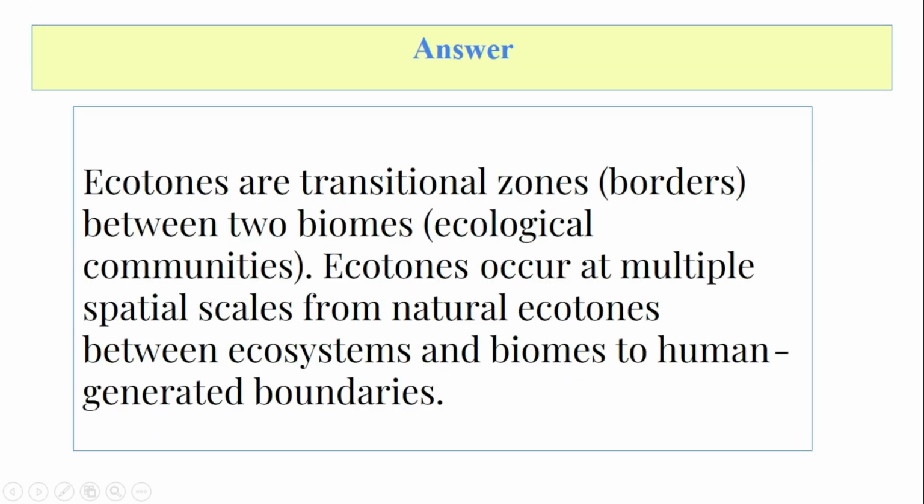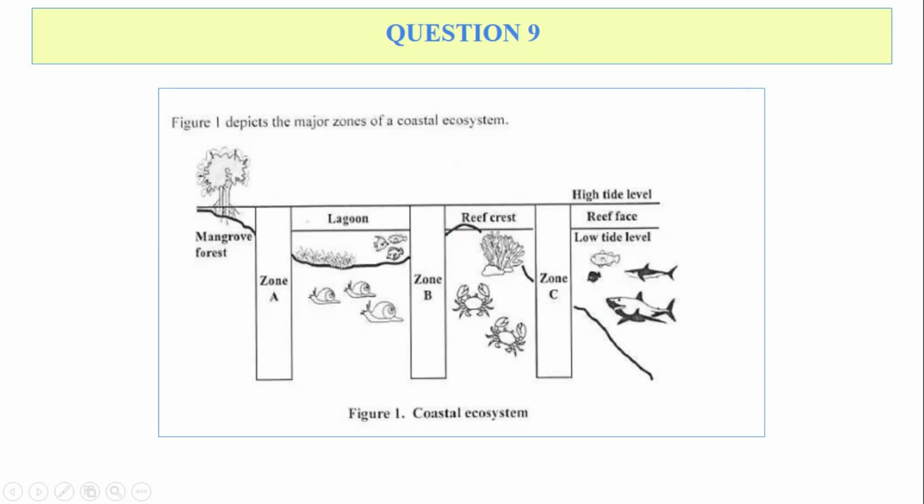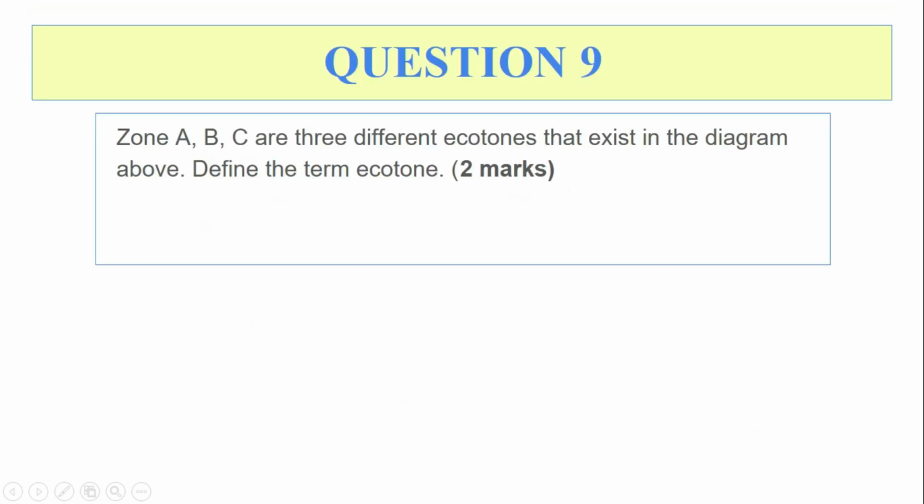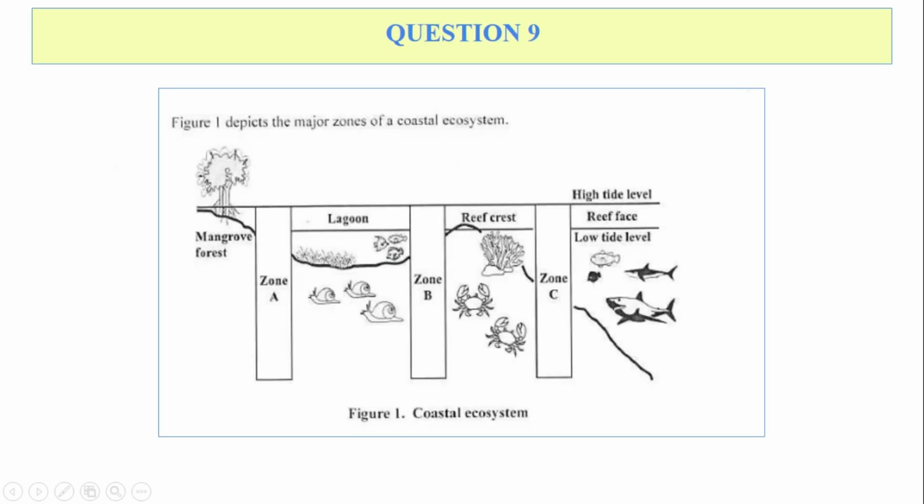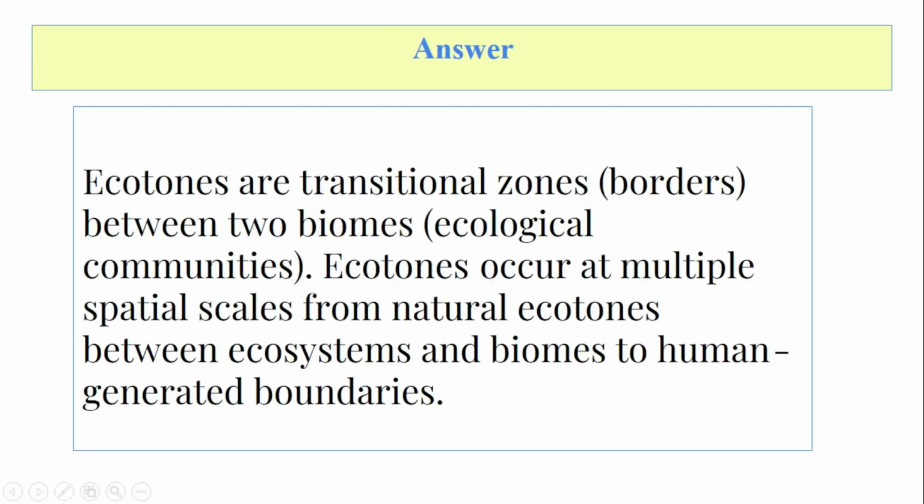Alright, so the question says to define the term ecotone. Alright, so ecotones are transitional zones, call them borders, between 2 biomes. Biomes are ecological communities. Let's continue. Ecotones occur at multiple spatial scales, from natural ecotones between ecosystems and biomes to human-generated boundaries.